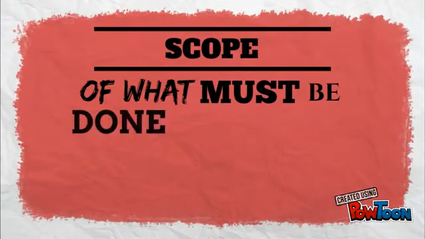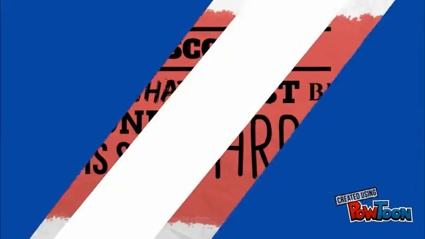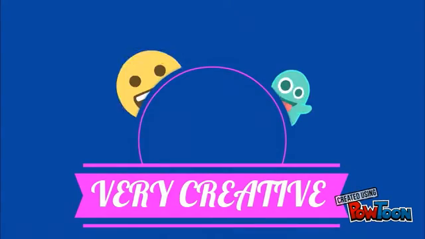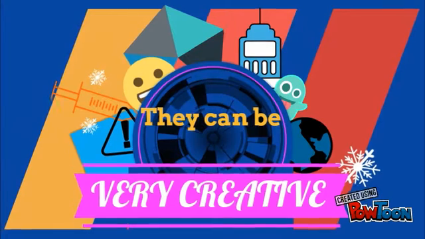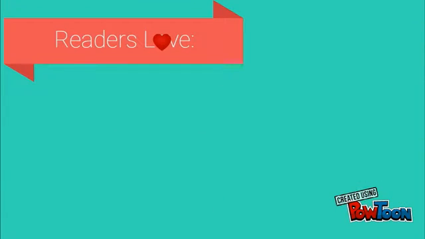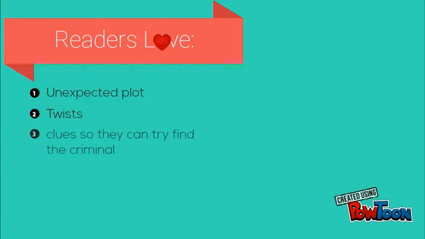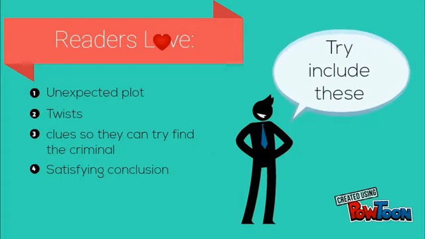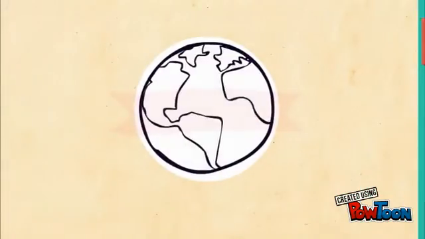The scope of what must be done is so narrow that writers can be very creative while writing. Plots tend to be diverse in nature, making it unpredictable and full of unexpected twists, something readers dearly enjoy. Readers also love when they are given clues and they put the pieces of the puzzle together, only to be wrong. The ending should be satisfying, even when the criminal isn't brought to justice.